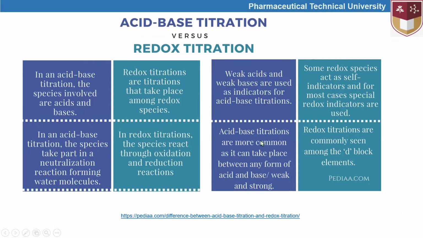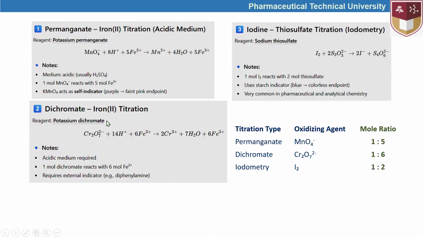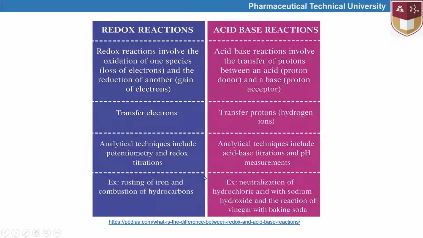And acid-base titrations are more common, and can take place between any form of acid and base. The redox titrations are commonly seen among the D block elements, as we saw now in other examples, like manganese or chromium. Okay, iodine is a P element, and that's why it is said here commonly seen, not in all cases. Okay, and now this is about the redox and acid-base reactions.